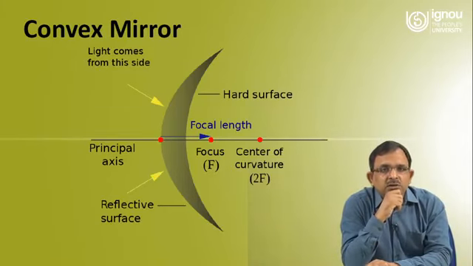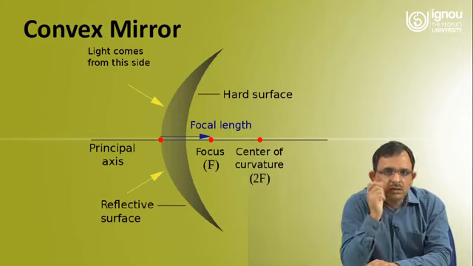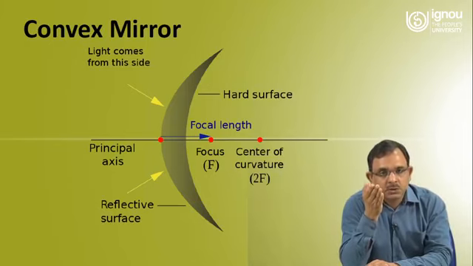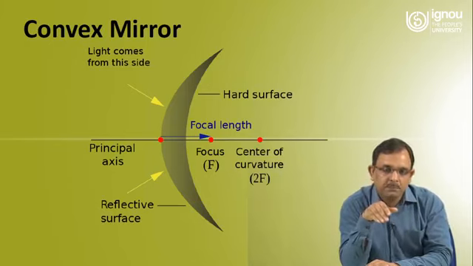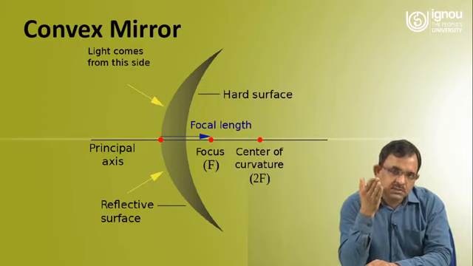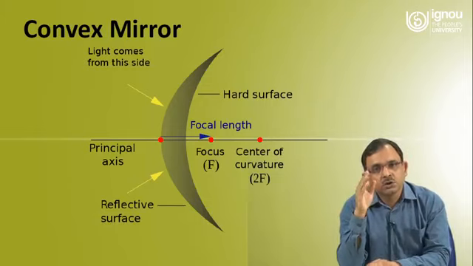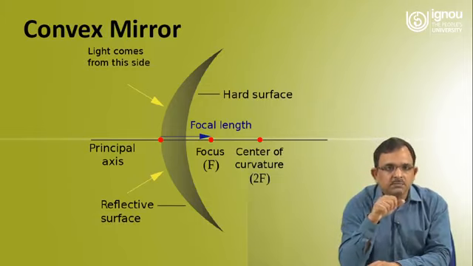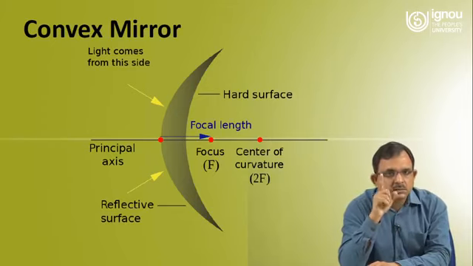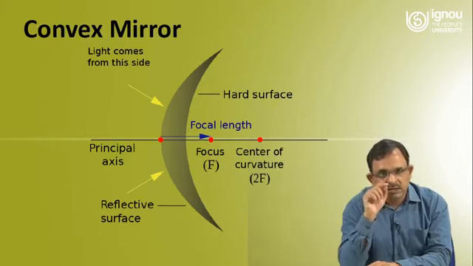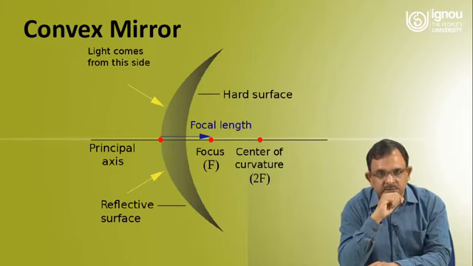Then we can talk about the convex mirror also. In the convex mirror, the reflective surface is the upper surface, the surface which is coming up, whereas the surface which has depth is called the hard surface or the polished surface. So that surface is not reflecting. Now here the focus is on the principal axis, and the center of curvature is also on the principal axis. The light comes from this side and gets reflected from the reflecting surface.